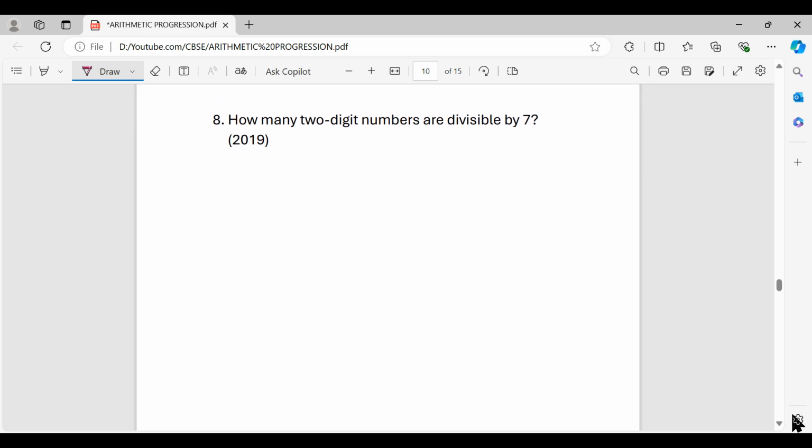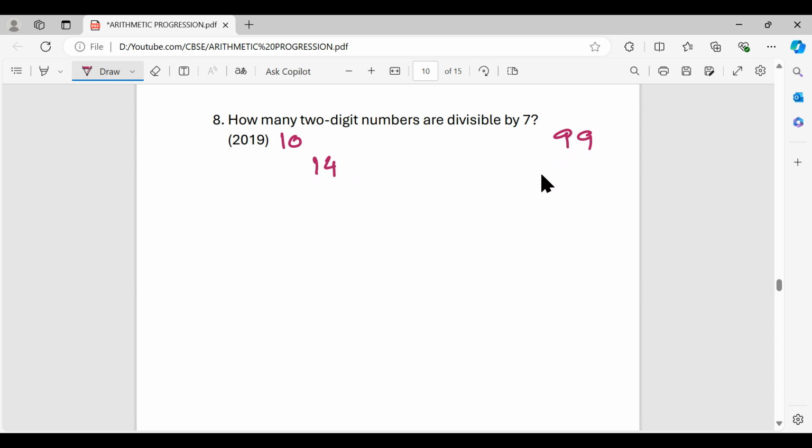Now, this is again one important question. How many two digit numbers are divisible by 7? Let's list the two digit numbers. Your two digit numbers start from 10 and go till 99. Now, what is the first two digit number that is divisible by 7? That number is 14.